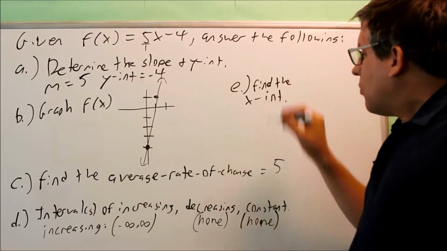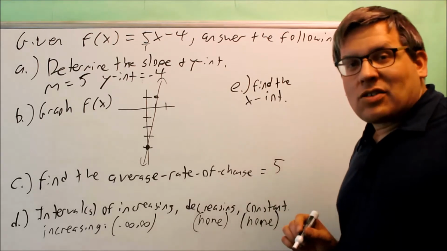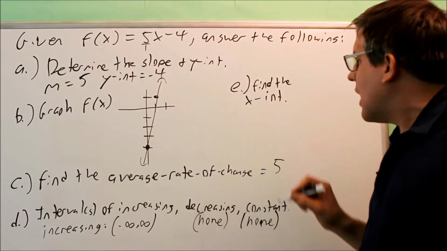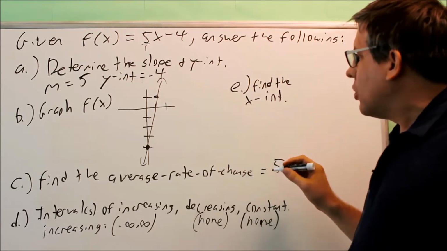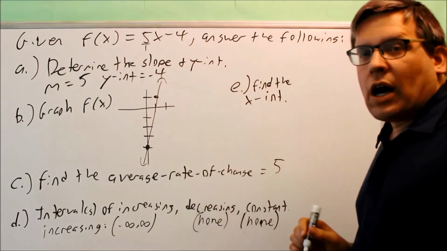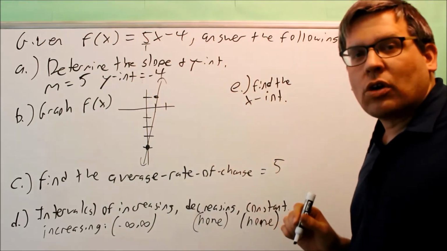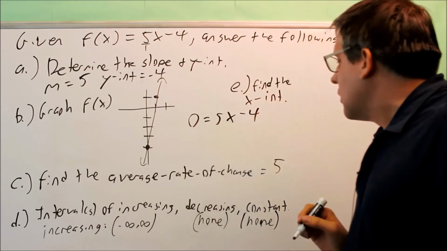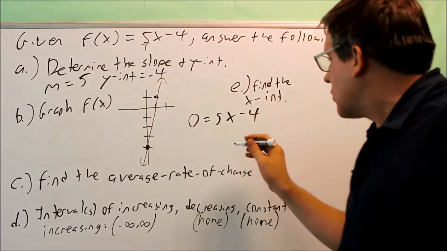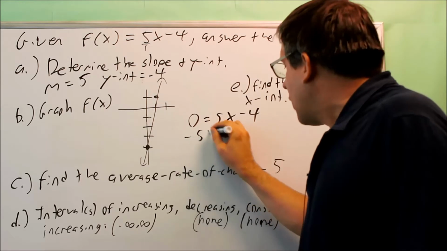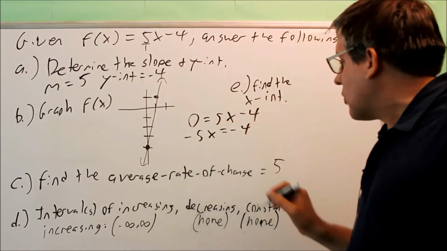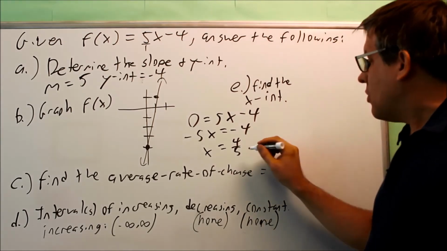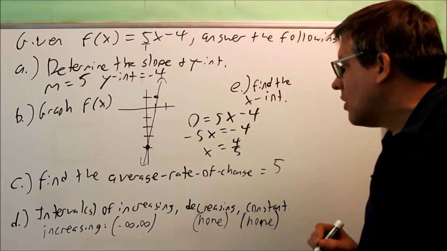Part E, it says find the x-intercept. We already found the y-intercept. That's down here. That's at negative 4. If you want to find the x-intercept, then what you do is you have to put in a 0 for the y, or in this case we'll put a 0 in for f of x. So I have 0 equals 5x minus 4, and I'm going to solve this one for x. So if I do that, negative 5x equals negative 4, divide both sides by negative 5, my answer is going to be 4/5. So that means that it crosses the x-axis at 4/5.